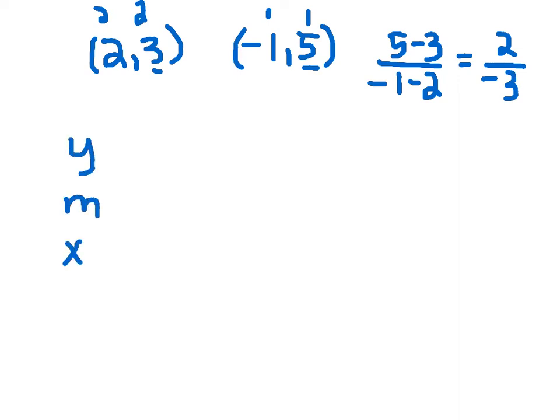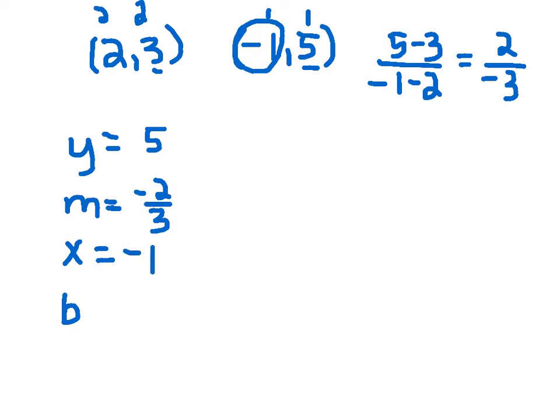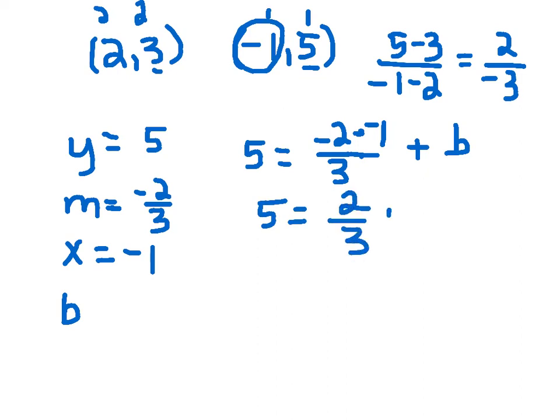Y, m, x, b. M is negative 2/3. I'm not sure either one of these points is particularly easy, although one tends to be easier. So let's make 5 be y and negative 1 be x. So we know that 5 is equal to m x plus b. So 5 is equal to 2/3 plus b.